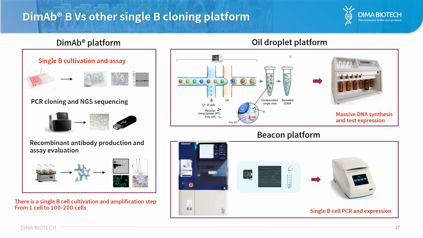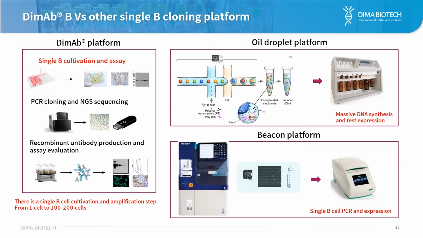Another platform, the oil droplet platform, is very similar to the Beacon platform. It uses oil to seal only one cell. Again, each oil droplet only contains several nanoliters of volume. There are not enough antibodies for the traditional assays, and there is possible aerosol contamination from the single-cell PCR reactions.